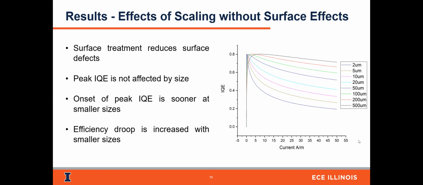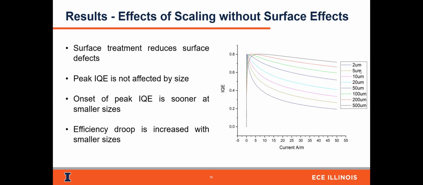square. Because the current density defined inside CrossLight is in amp per meter, if you want to calculate the current density that we typically use, you need to divide this value by the contact width. In this case, you need to divide the current density by the size of your LED. And the efficiency droop is increased with smaller size. Efficiency droop means the reduction of the efficiency compared to its maximum value.